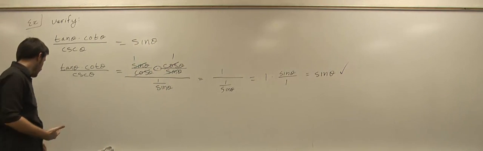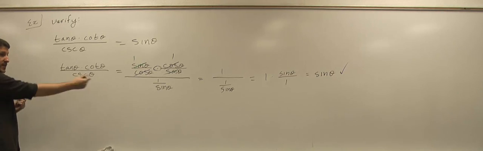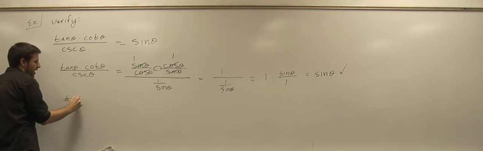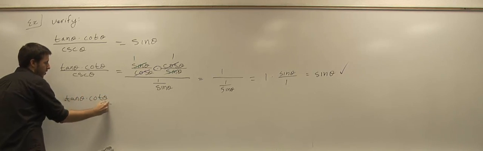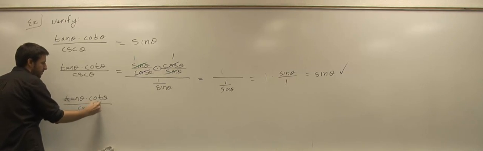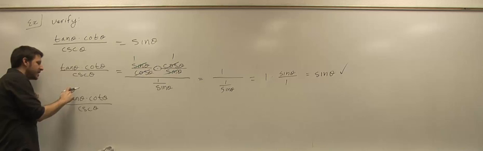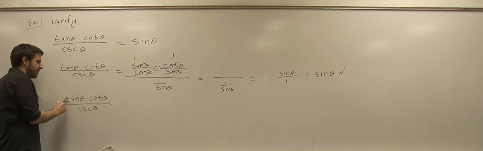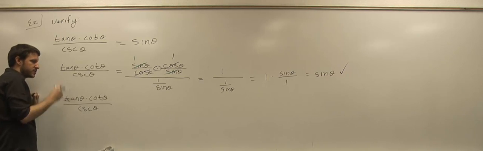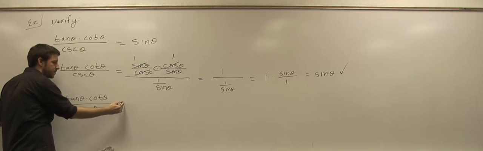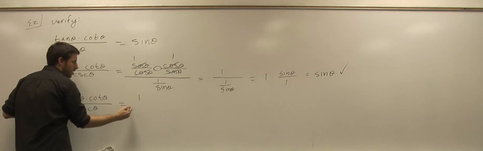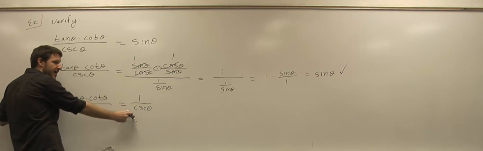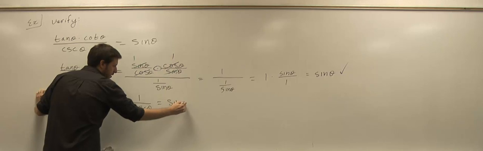Okay? So, for example, a perfectly valid way to do this from the beginning would be, okay, I have tan theta times cotan theta over cosecant theta. Forget sines and cosines. Maybe I know tangent and cotangent are reciprocals. Like 2 and 1/2, 3 and 1/3, 5 and 1/5. So if I know that, what happens when you multiply reciprocals? You just get 1. And then I know cosecant theta is the reciprocal of sine theta. Done.